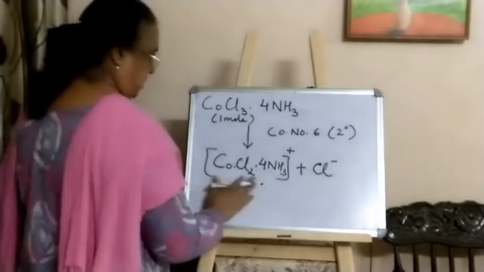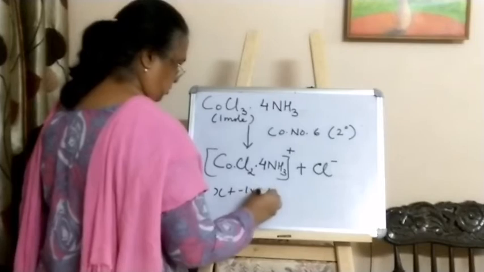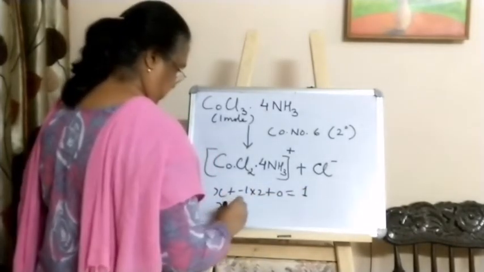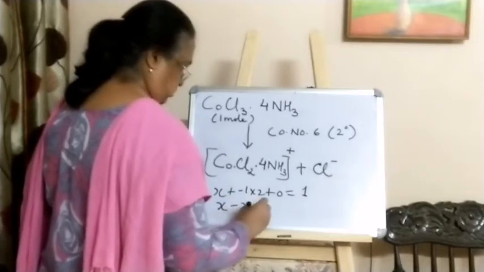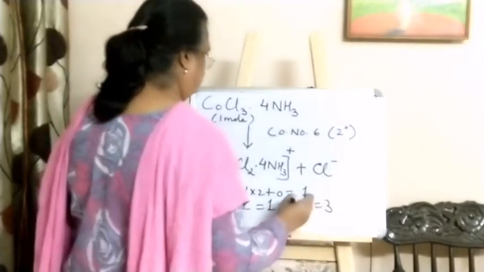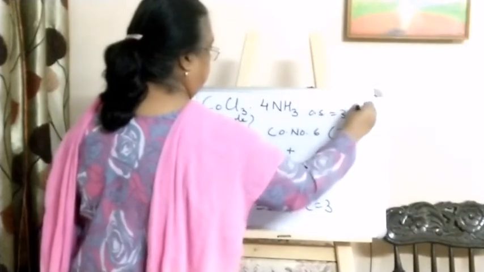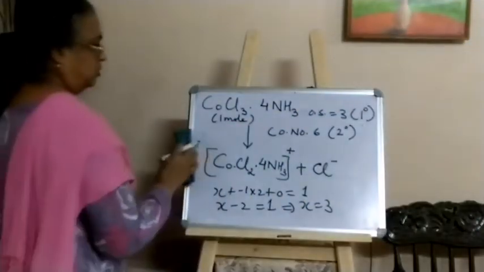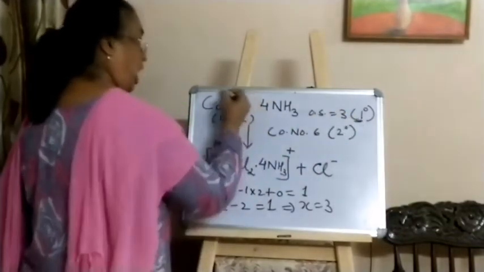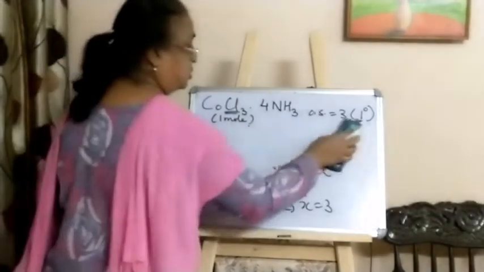So if we calculate the oxidation state here, X minus 1 into 2 plus 0 is equal to 1. So X minus 2 is equal to 1. So X is equal to 3. So the oxidation state is still 3. So this is primary valency. All these three are attached through the primary valency. Out of these three, two of them are attached with the secondary valency also.